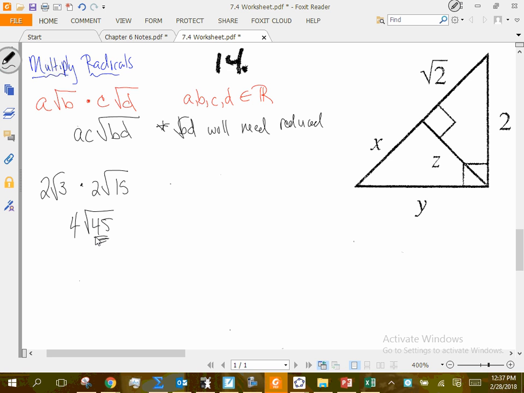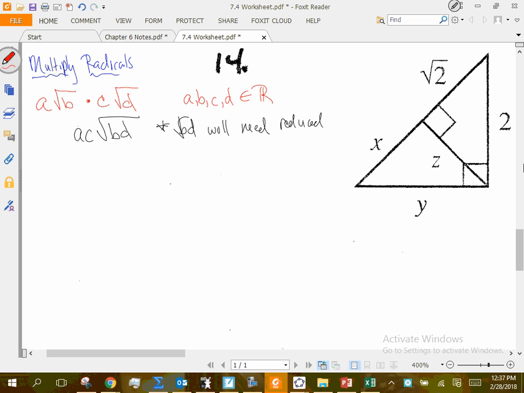But now that I created this 45, that's a composite number now, right? Sort of a larger composite number. Is there a perfect square that will divide 45? So what's the square root of 9? 3. So I got 4 times 3, which would be 12, and then radical 5. So that's how you would multiply radicals, right? Okay.